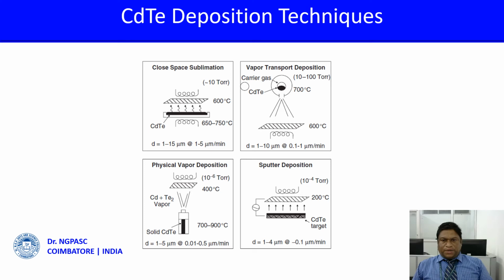Similarly, in sputter deposition, the pressure will be around 10 to the power minus 4 torr, which means there will be argon or some inert gas as the sputtering gas, and the cadmium telluride target will act as a cathode, and a huge potential will be given between the anode and cathode. The anode will be kept near the substrate, and it is also heated up to some 200 degrees centigrade. There is a filament here. When we give the potential between anode and cathode, the argon ions will eject the cadmium telluride material, and it will be coated on the substrate. The thickness will be around 1 to 4 micrometer, at a rate of 0.1 micrometer per minute.